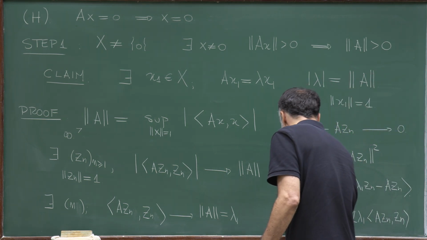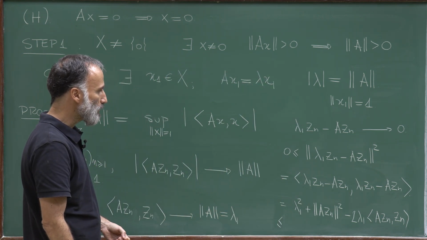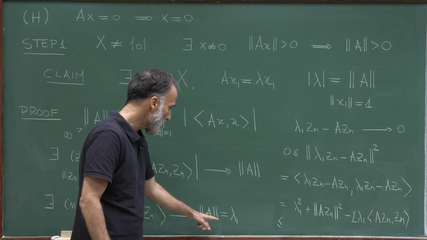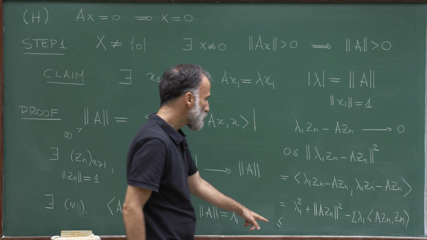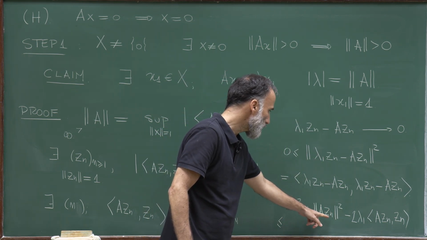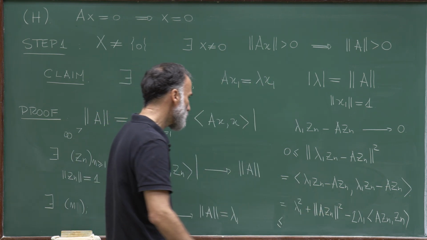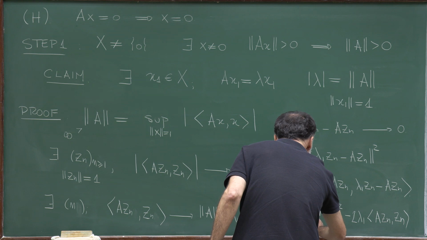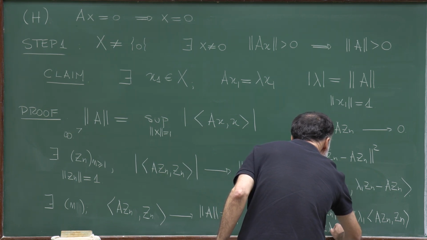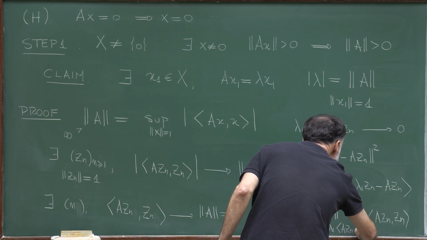Now this is bounded. I can use the fact that the norm of A Zn is bounded by the norm of A times the norm of Zn. The norm of A is equal to lambda 1. So here I get that this is bounded by lambda 1 square times the norm of Zn square. But the norm of Zn is 1. So I get here 2 times lambda 1 square minus 2 times lambda 1 A Zn Zn.